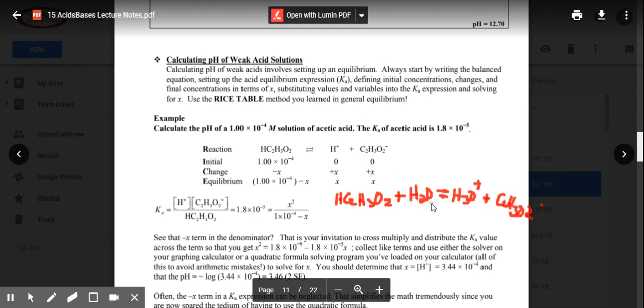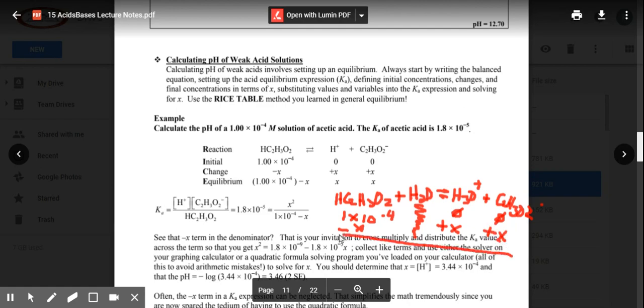Now, water is a liquid. So remember, back from equilibrium, if we have liquids or solids, we do not include them in equilibrium. And we're dealing with K here, so yes, we do not include water. What I'm going to do is plug in that concentration of the acid that I'm starting with. So 1 times 10 to the negative fourth. This is initial, right? I have 0 hydronium, 0 of the acetate ion. Now I'm going to fill out the rest of my RICE chart. I have minus X, plus X, and plus X.